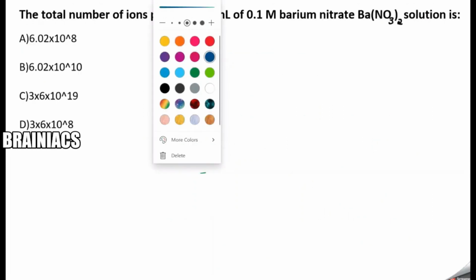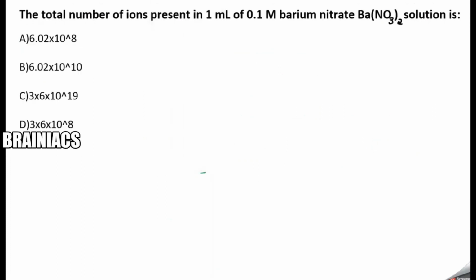We have a new question in front of you. The total number of ions present in 1 ml of 0.1 molar barium nitrate solution is. So they are asking you to calculate the total number of ions present in 1 ml of 0.1 molar barium nitrate solution. Since they have told about molarity, we will go with the standard definition of molarity. What is molarity? Tell me.